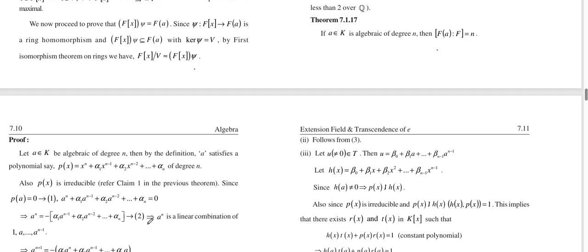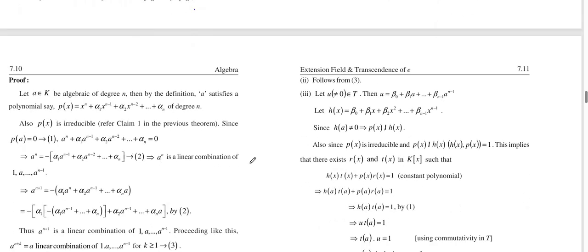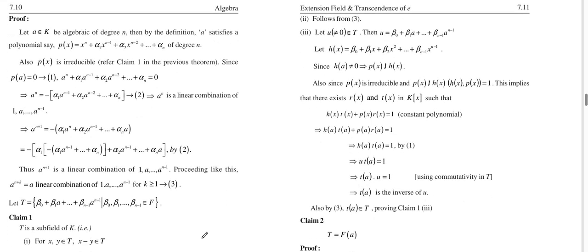And this implies that a^n is a linear combination of 1, a and so on up to a^(n-1). Equation 1 is this. This is equation 2. So from here we conclude that for a^(n+1), we multiply both sides by a, so we get this. But again this involves a^n, that can be replaced by this. So whatever may be the power more than n, you will have that to be a linear combination of 1, a and so on up to a^(n-1). So proceeding like this, a^(n+k) is a linear combination of 1, a and so on up to a^(n-1) for k greater than or equal to 1.